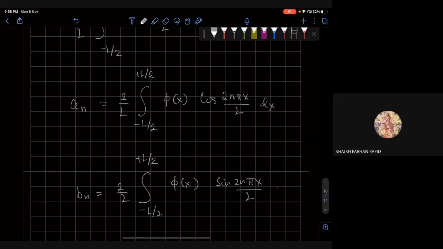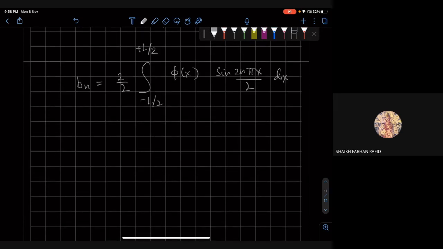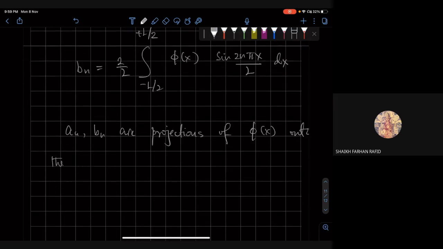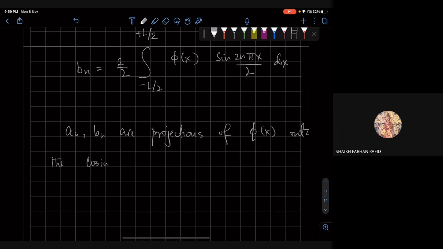Sir, is it that we have the series and we are finding an and bn, or we are making the series from an and bn? Both ways are possible? Yeah, both is possible. Yeah, that's very good. So you can think of an and bn as projections of the vector, or the function f of x, onto the cosine and sine directions.